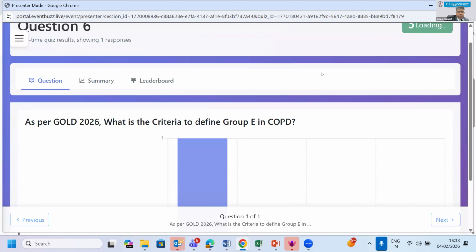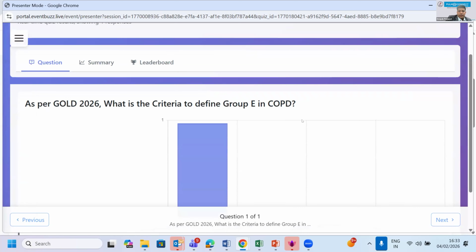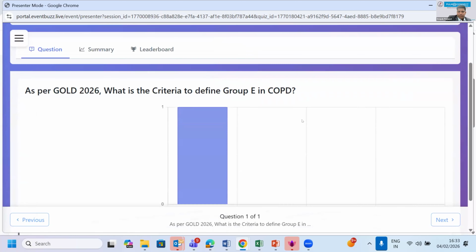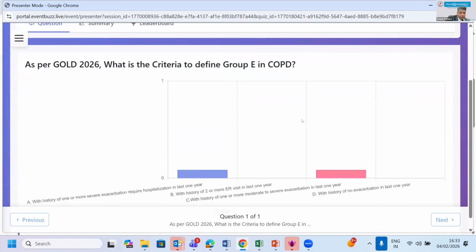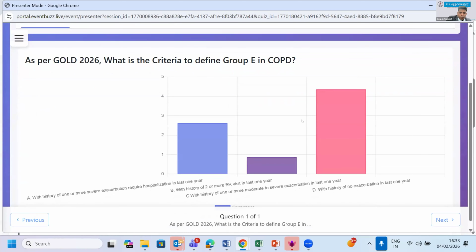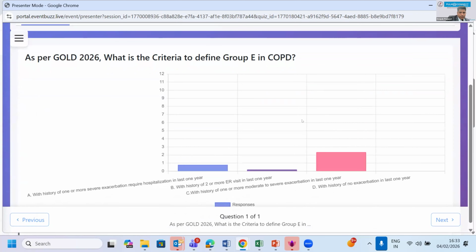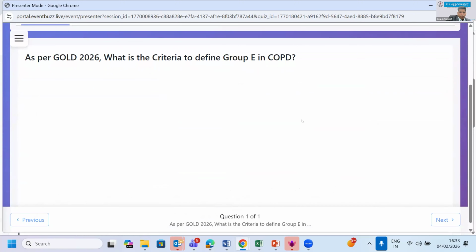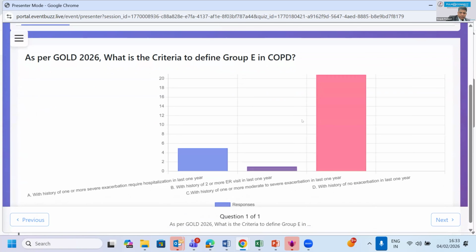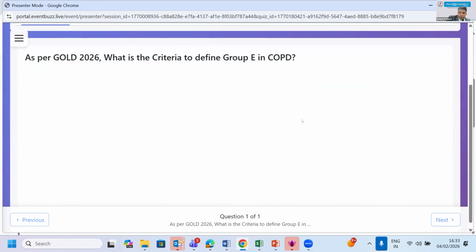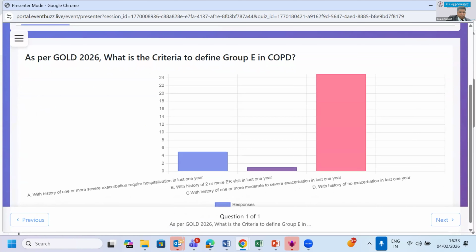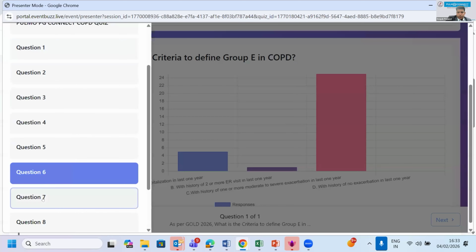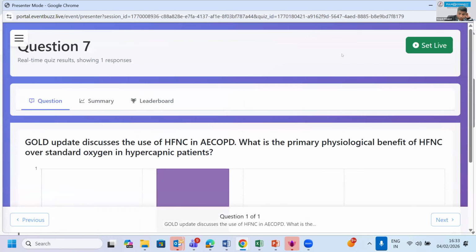Our next question is, as per GOLD 2026, what is the criteria to define Group E in COPD? Our options are, with a history of one or more severe exacerbations requiring hospitalization in the last 1 year; with a history of 2 or more ER visits in the last 1 year; with a history of 1 or more moderate to severe exacerbations in the last 1 year; and with a history of no exacerbation in the last 1 year. This question was discussed by Dr. Talwar as well as our other colleagues. We are now at question 7, sir.